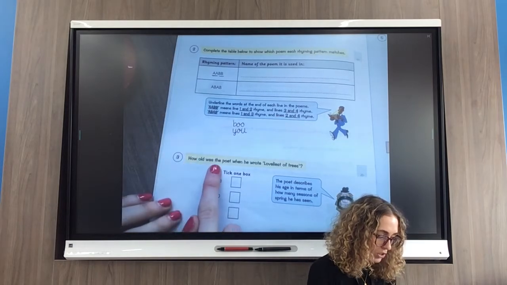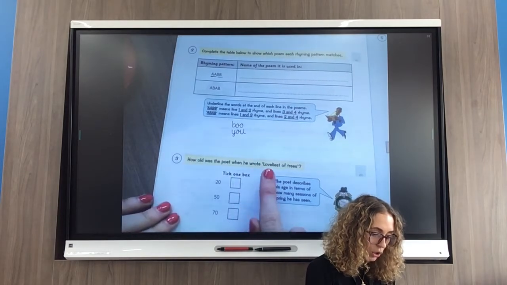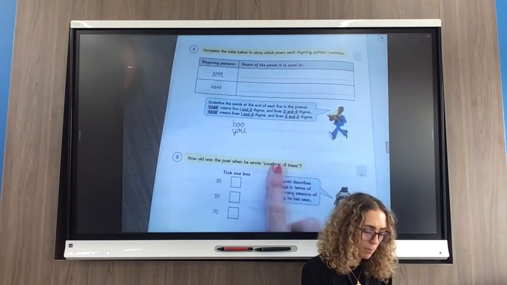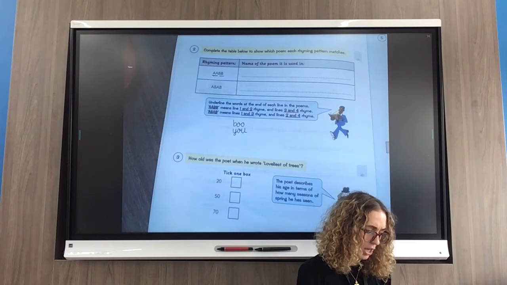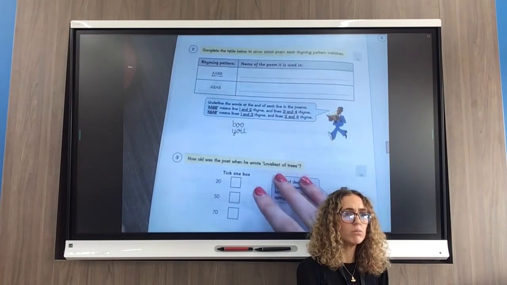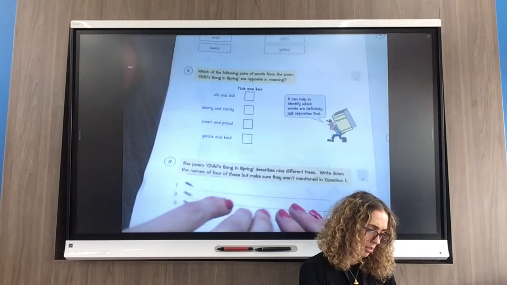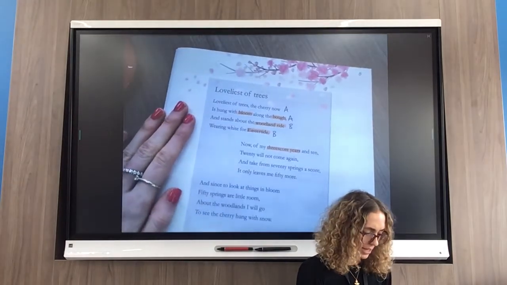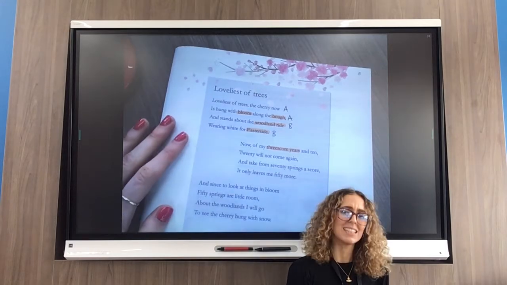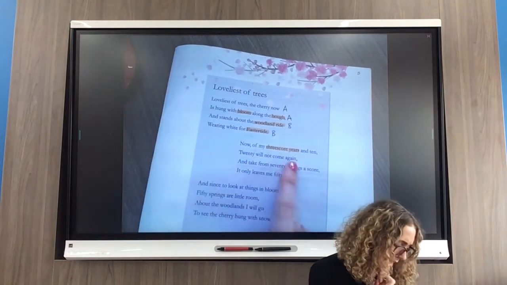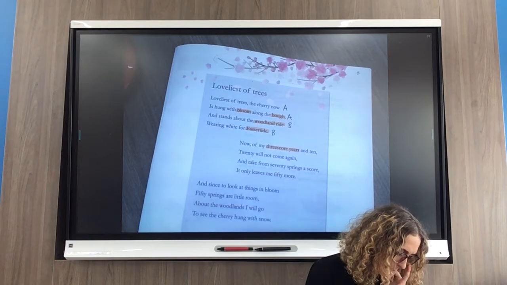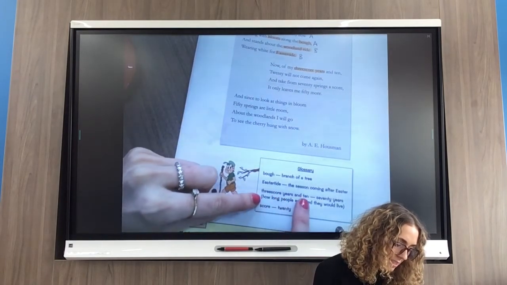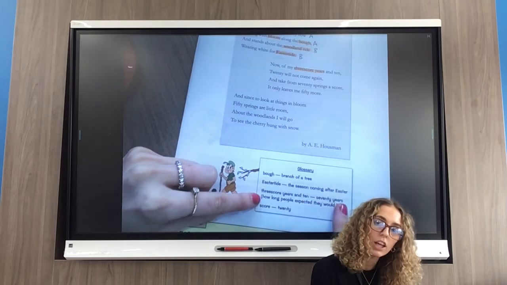How old was the poet when he wrote Loveliest of Trees? So I'm going to find the poem Loveliest of Trees first. I've got to think, how old was the poet? I know that this poem is Loveliest of Trees, but I'm sure it doesn't tell me his age in it. Make sure you read it and check. Now I remember that in our glossary, it told us that three score years and ten means 70 years.